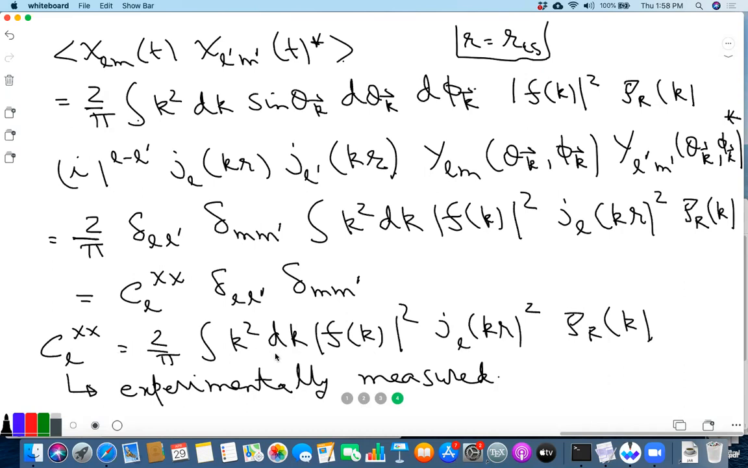So this is measured experimentally. Let me again be specific about how we measure it. This is the correlation function of chi, chi_LM, chi_L'M'. So chi_LM of R, chi_L'M' of R. This is measured at last scattering, so at t equal to t_LS.